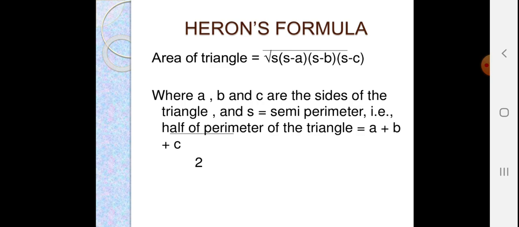Now, here comes Heron's formula. Area of triangle is equal to under root S into S minus A into S minus B into S minus C, where A, B and C are the three different sides of the triangle and S is the semi-perimeter, that is the half of the perimeter of the given triangle, that is A plus B plus C divided by 2.